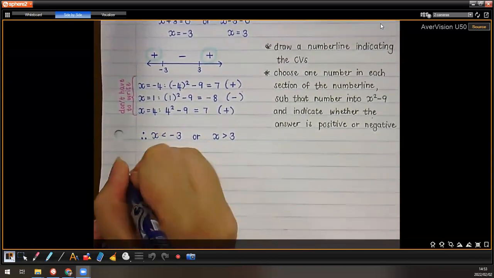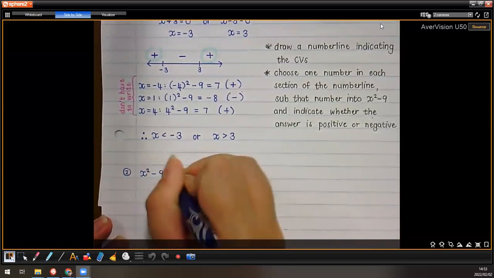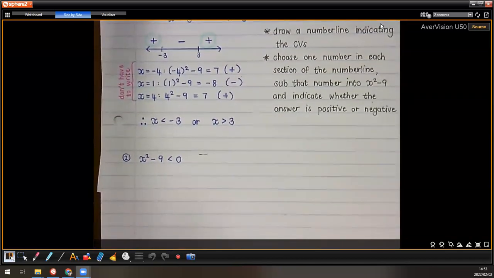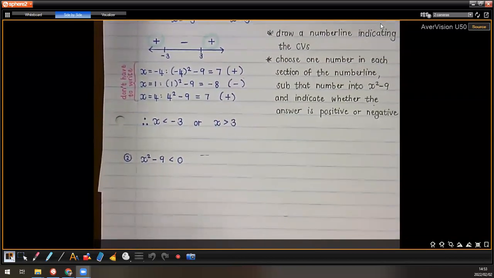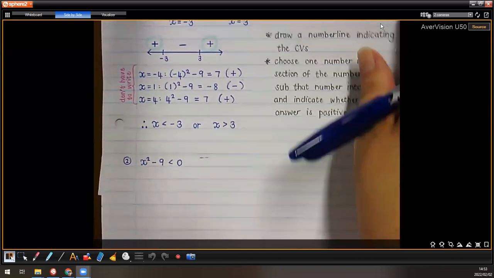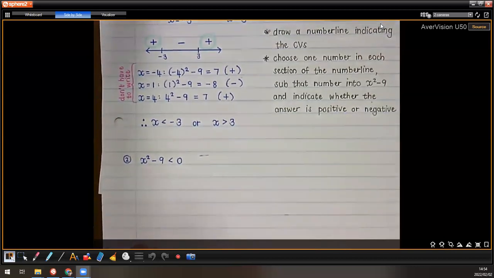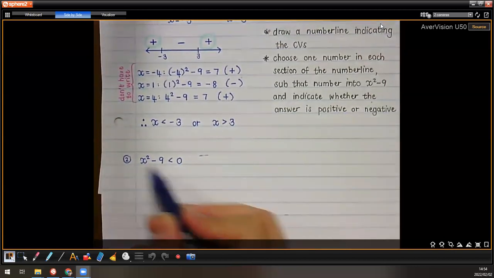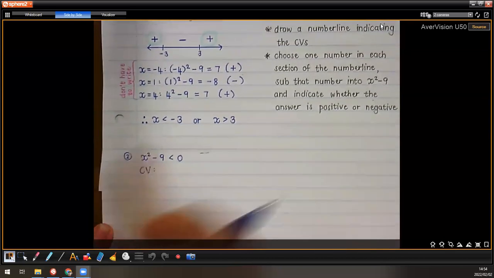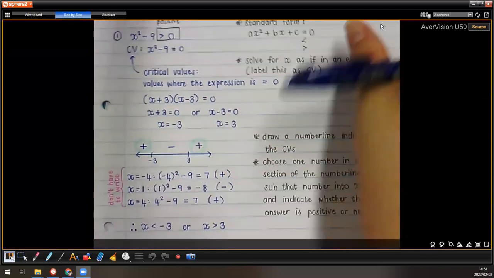Now guys, if the question was x squared minus 9 smaller than 0, so it's the same inequality essentially, right? It's again x squared minus 9. Now I'm actually going to show you what you need to write down for this. Okay, so x squared minus 9, you're going to say critical values. Okay, you're going to do that whole thing again. Equal to 0, factorize, get your answers.